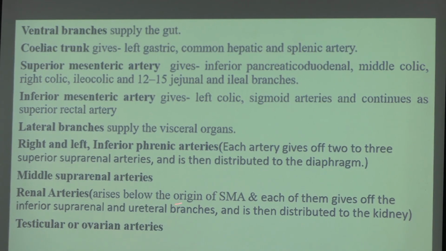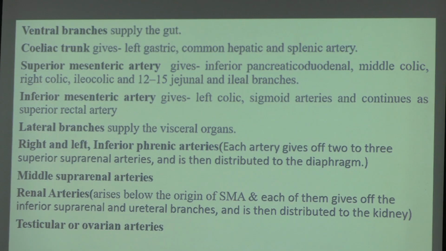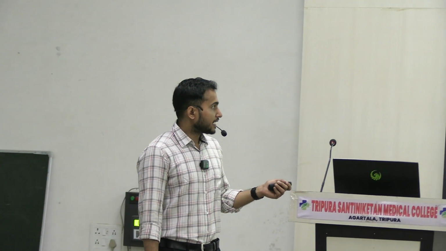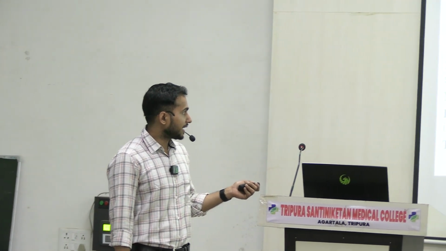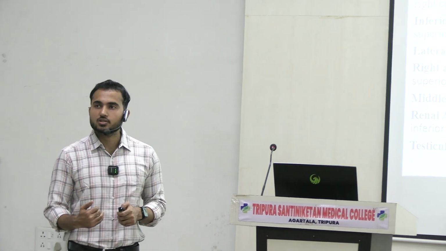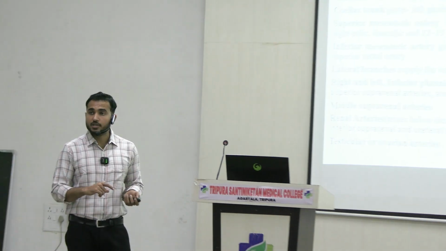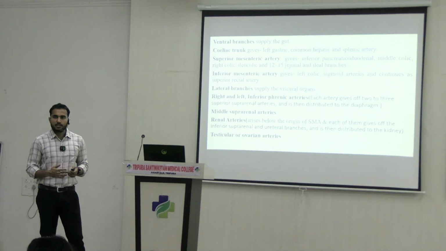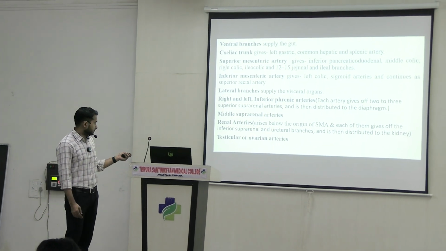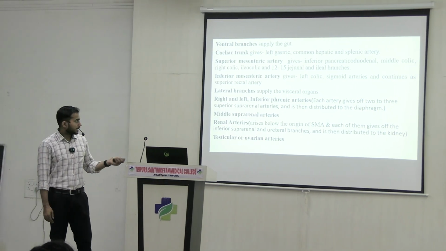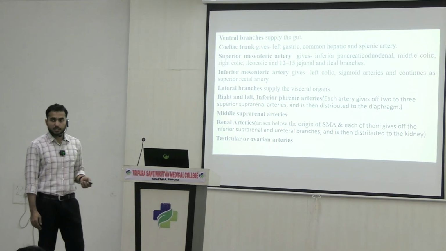The renal arteries lie below the origin of the superior mesenteric artery. If you see the origin of the renal artery, it is just below the superior mesenteric artery. Each of them gives inferior suprarenal and ureteral branches. The ureteral branch will supply the ureter. You know that the ureter is also there. The inferior suprarenal supplies the suprarenal gland, and then it distributes to the kidney.